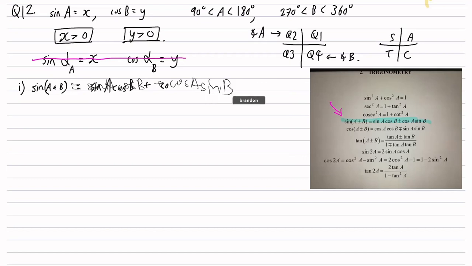Remember, for sine it is the same sign. What do I mean? Same SINE is the same SIGN. Plus with plus. Minus with minus. Anything we can replace now? XY plus.